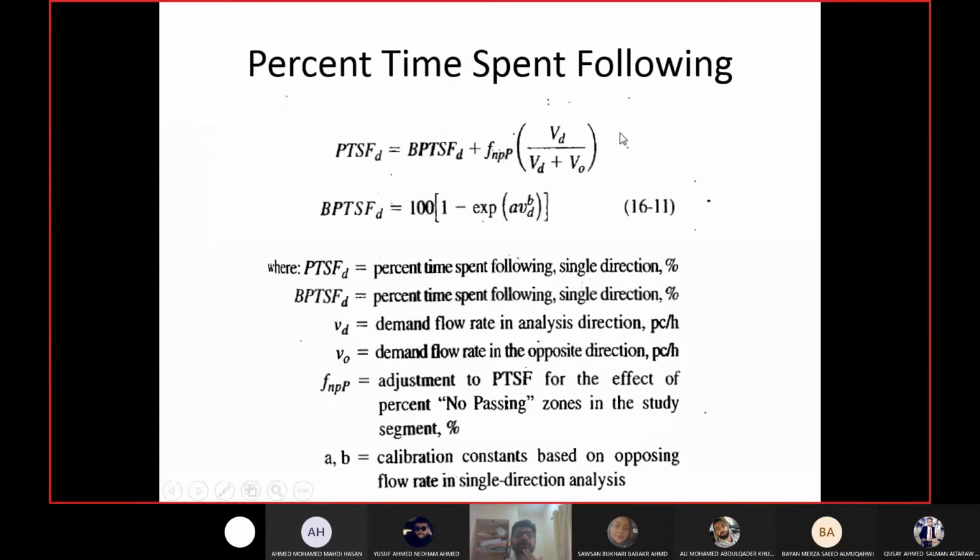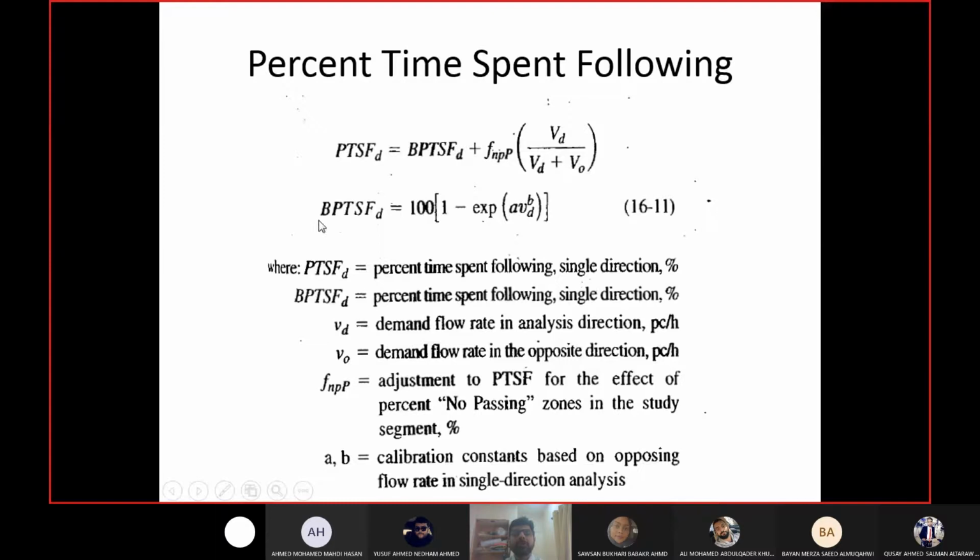Then the next thing is if you are calculating PTSF, then these are the 2 equations. First of all, I need to calculate base percentage time spent following, BPTSF, and you can see they are using the terms D and 'not' here. D means the direction in which you want the level of service, and 'not' means the opposite direction. So V naught is for the opposite direction.